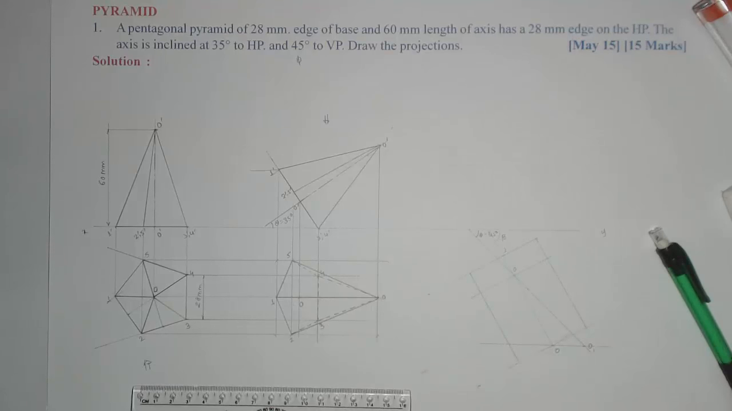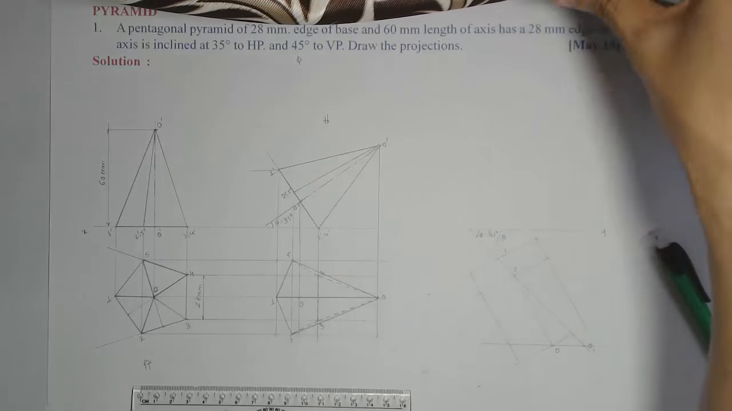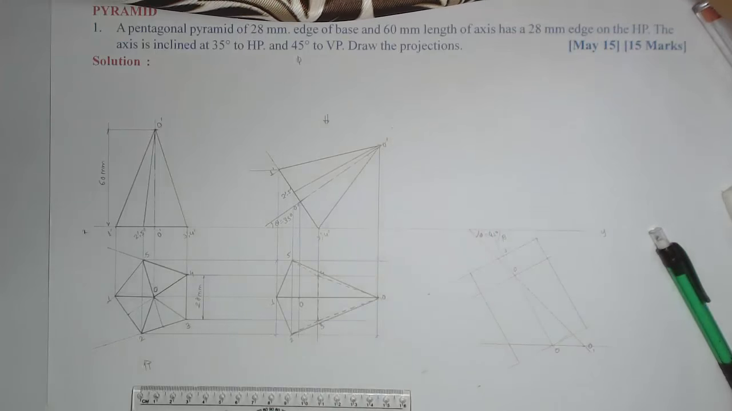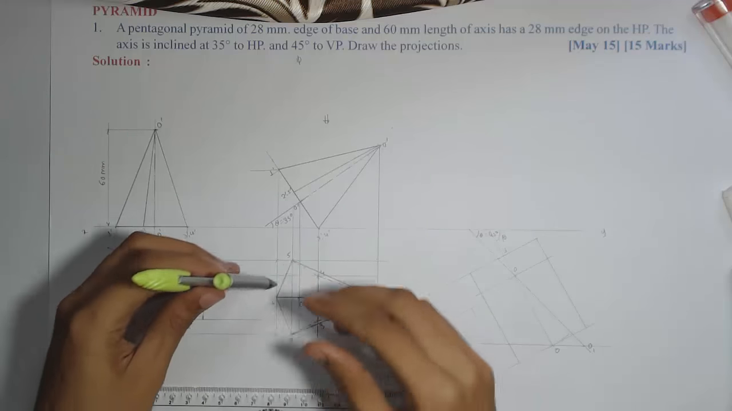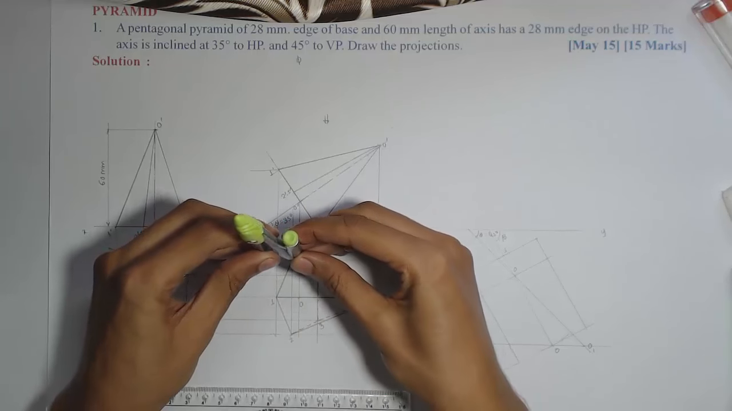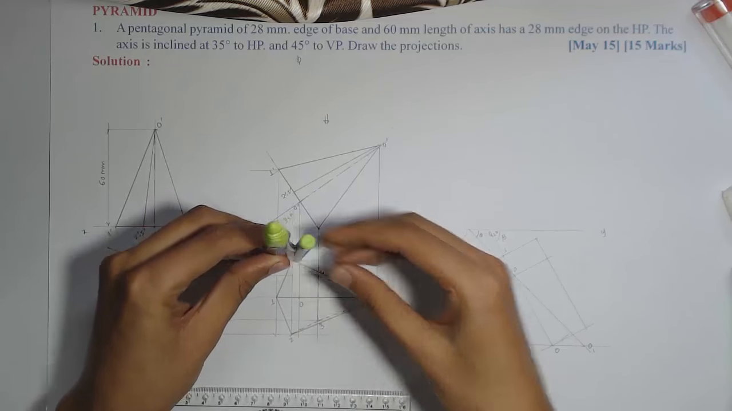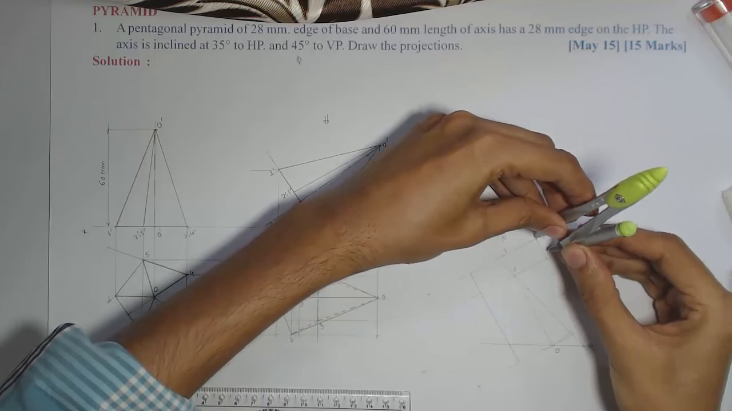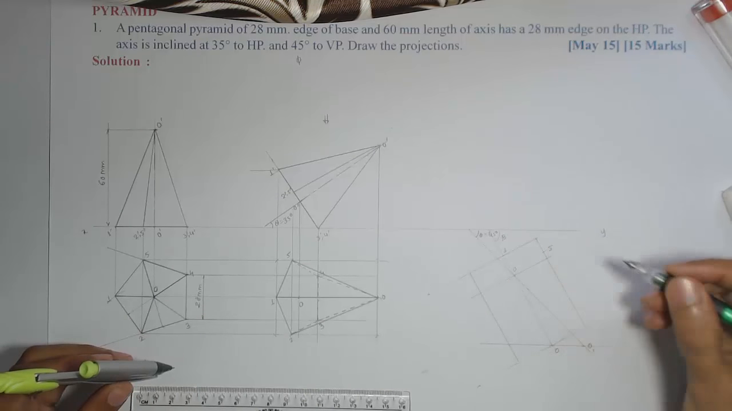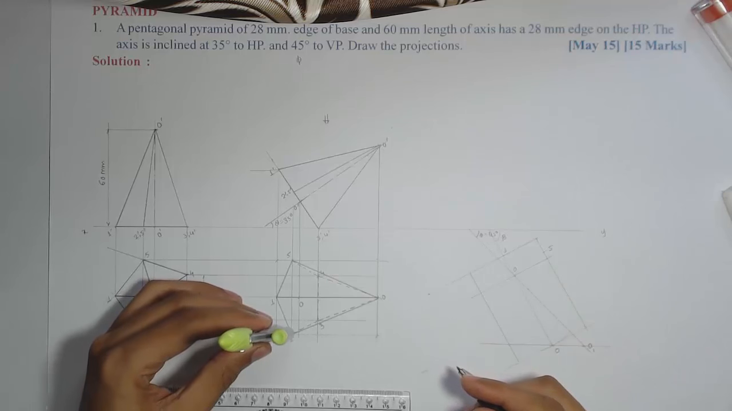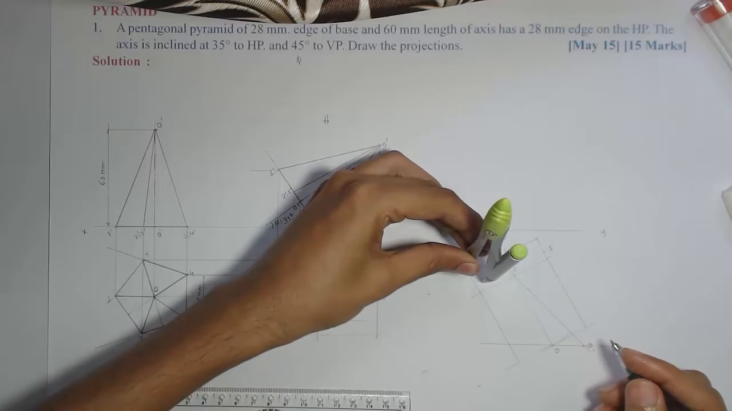Now this entire top view will lie within this rectangle. So for that, now to mark this 5 from this corner, I'll take this much distance. So from here, I can mark this 0.5, which will give me 5. Then similarly for 2, I'll take the same distance.